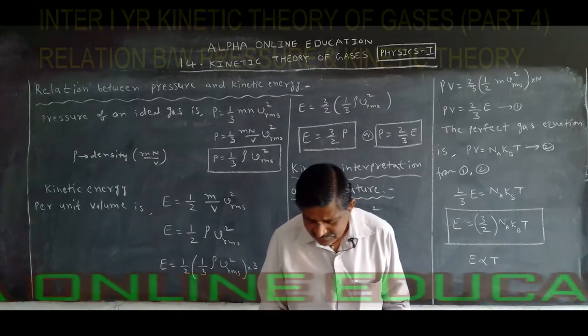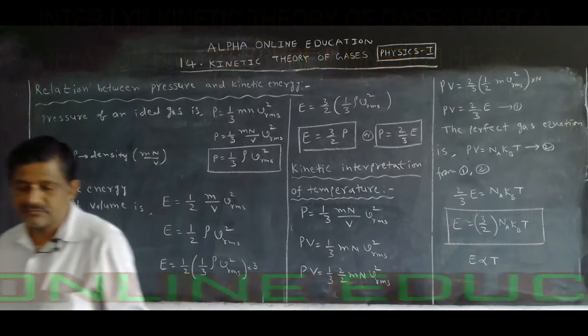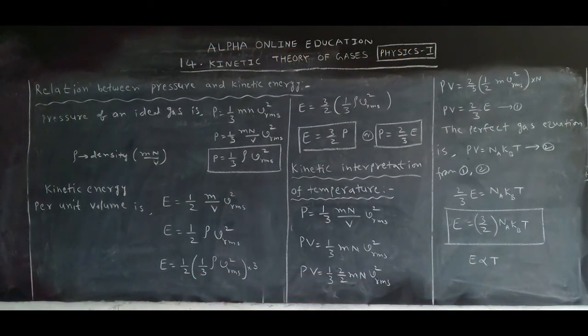Okay, is it clear? From this equation we get the definition of absolute temperature. Okay, and this kinetic interpretation of temperature is very important in this chapter for 4 marks. And from this what we can get? We get the definition of the temperature.